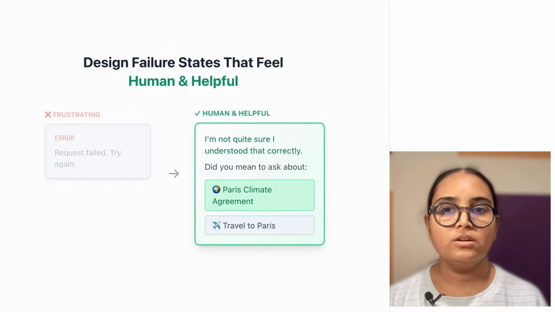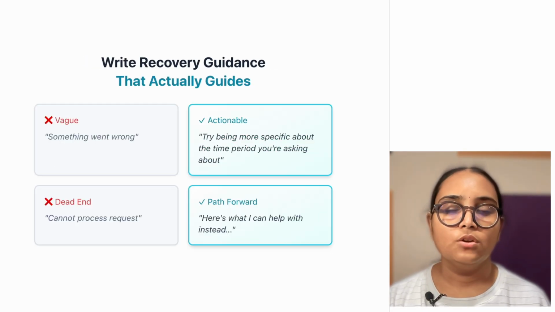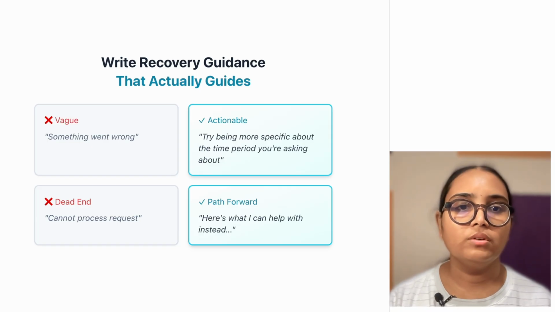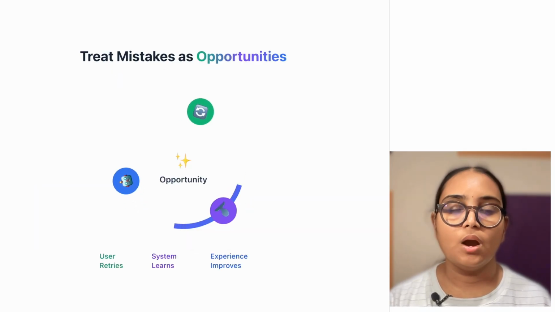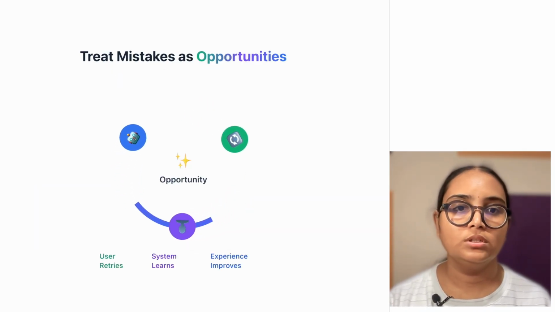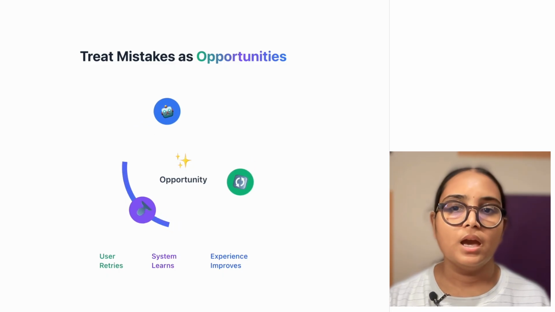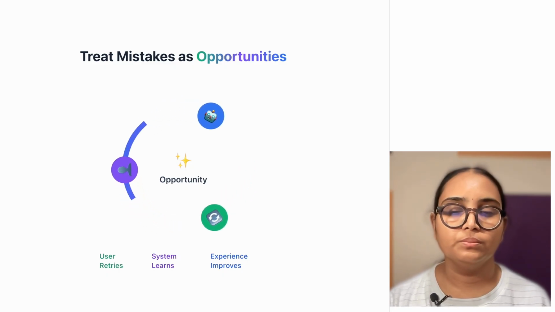Create a failure state that feels human and helpful, not frustrating. Write recovery guidance that actually guides, and when mistakes happen, treat them as opportunities, both for users to try again and for the system to improve.